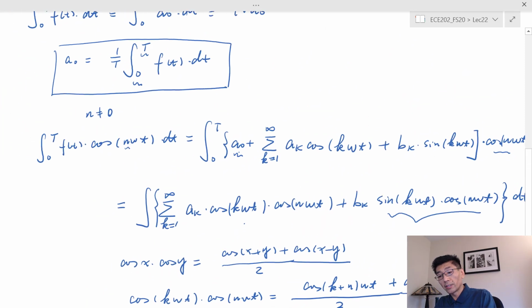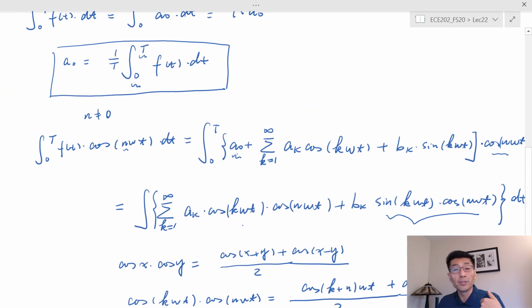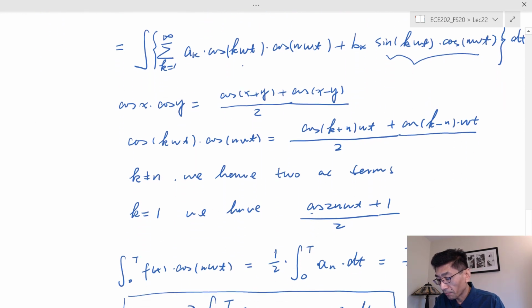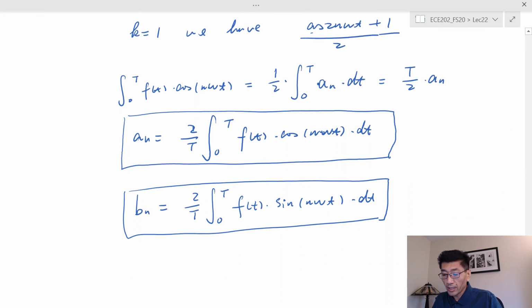There's a little more detailed derivation of how we utilize the trig identity. I hope you go through this a couple of times yourself, so you're really comfortable with why we get these results. Next, we're going to look at another example of how to find these Fourier coefficients. I'll see you in the next video clip.